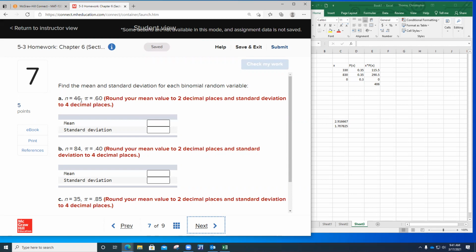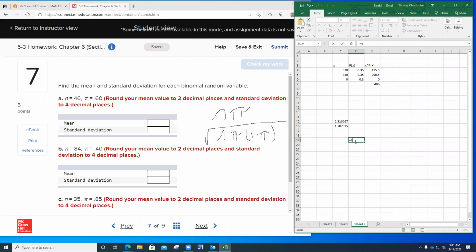So N equals 46. The probability of success is 60%. To find the mean, the formula for binomial is n times its probability. And to find the standard deviation, it is n times the probability of success times the probability of failure, which is just 1 minus the probability of success. Again, that is your variance. So what I'll end up doing is take the square root of all of that, and I will have my standard deviation.